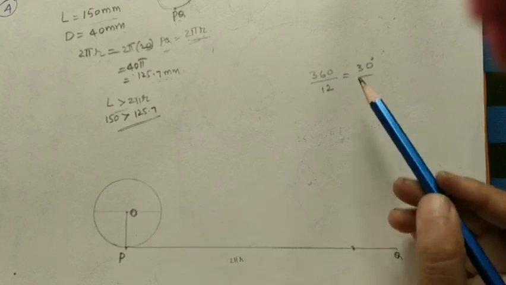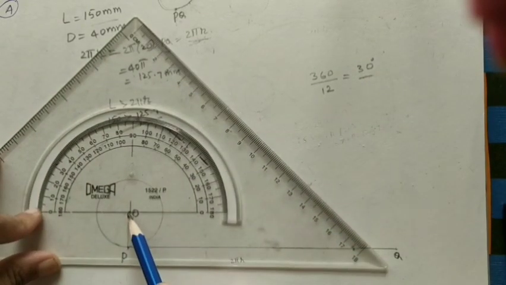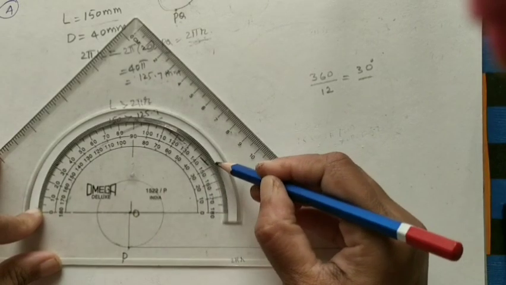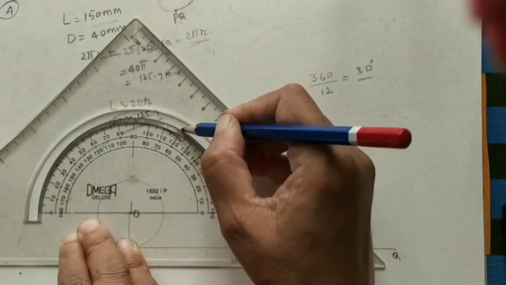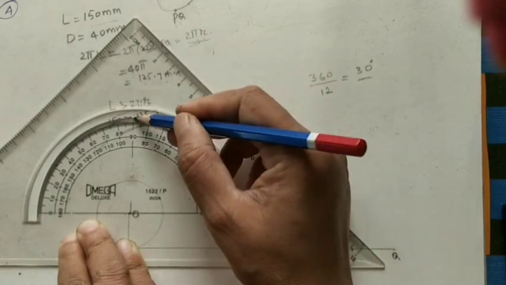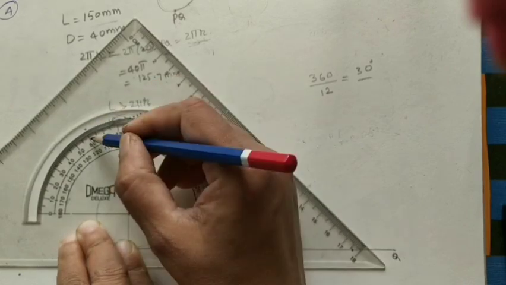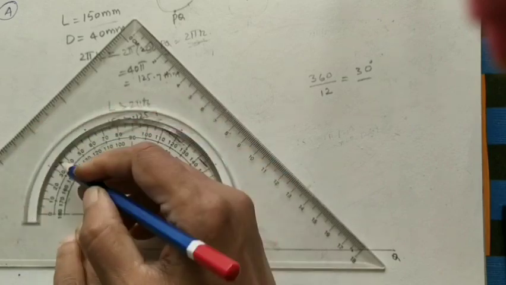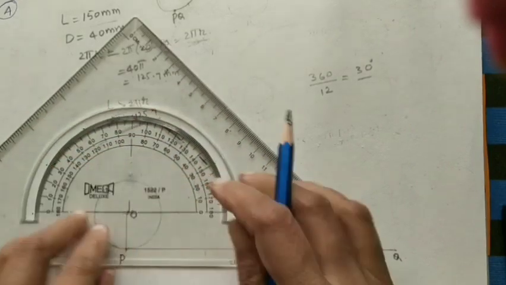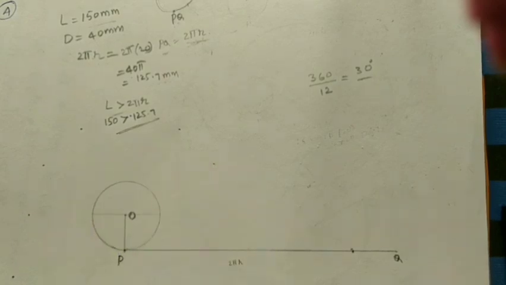After getting this line, take initially 30 degrees. Take this line as the reference line, and keep the protractor at the center at 30 degrees. Now after 30, the next part is also 30. 30 plus 30, 60 degrees. 60 plus 30, 90 degrees. 90 plus 30 means 120. 120 plus 30 means 150. 150 plus 30 means 180. So we got all these points. Join these points to the center within the circle. Initially I will take this point.